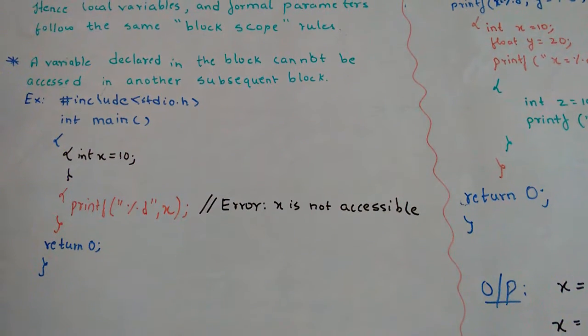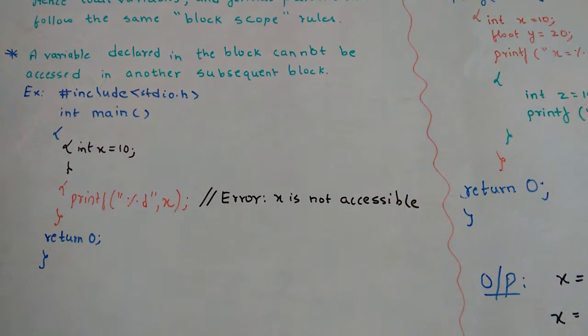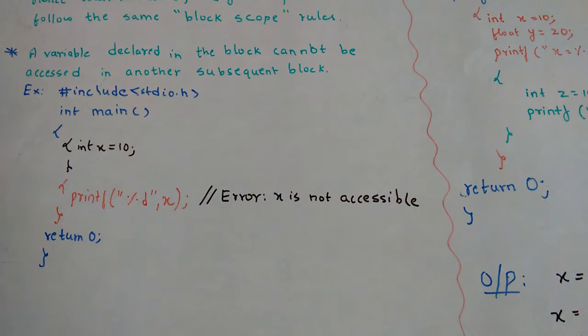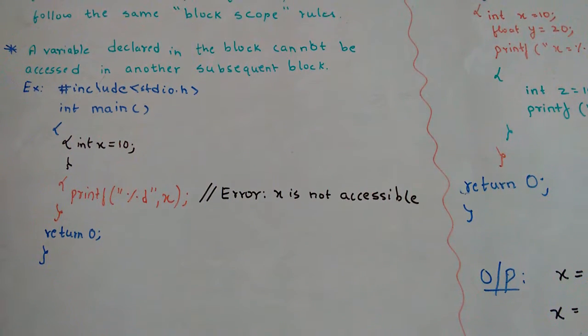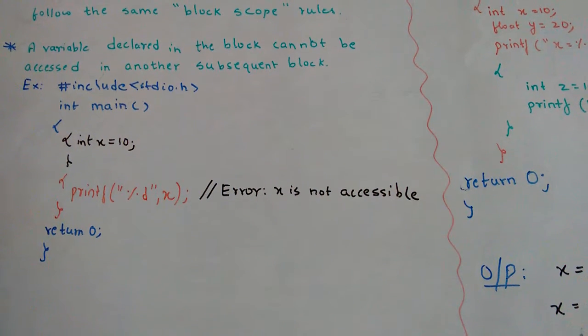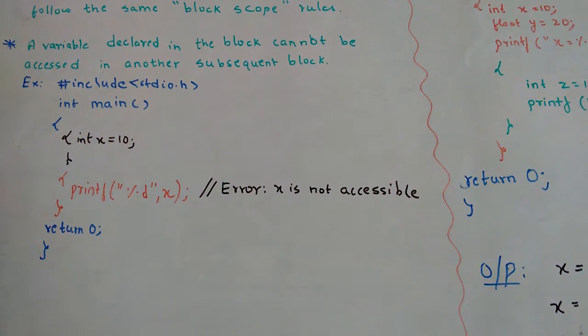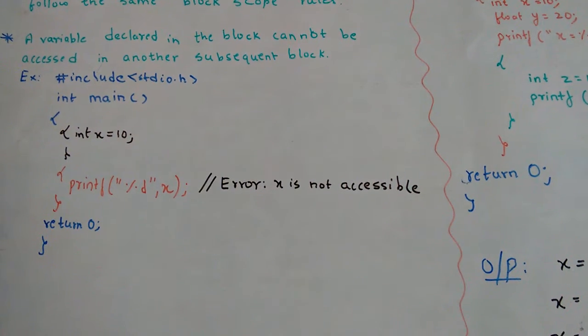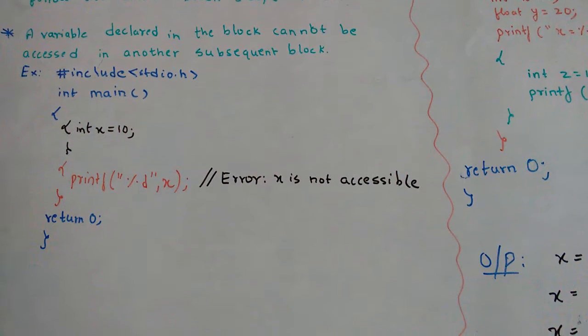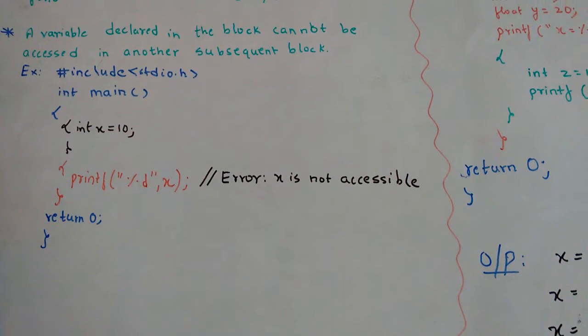How is that allowed? In the same block or in the inner blocks you can access x. You are not supposed to access x in the subsequent blocks. That is not allowed. Even in the outer block it is not allowed. In the next blocks also it's not allowed. That is what I wanted to demonstrate. So when we try to do this, we will get a compiler error saying x is not accessible. That is the error we get. After that I have just said return 0 and closed the main function.